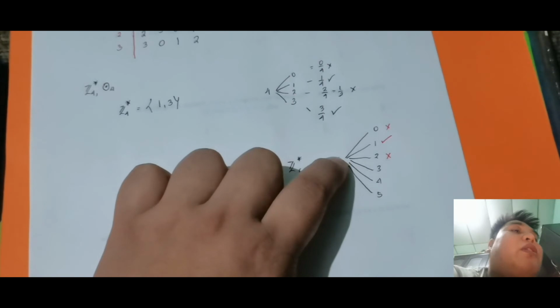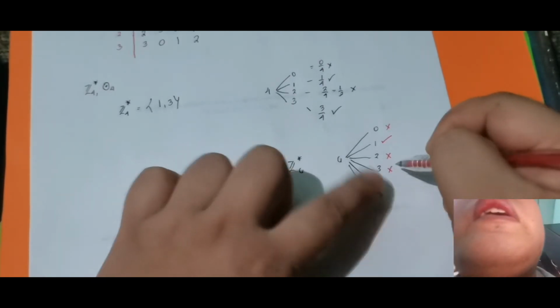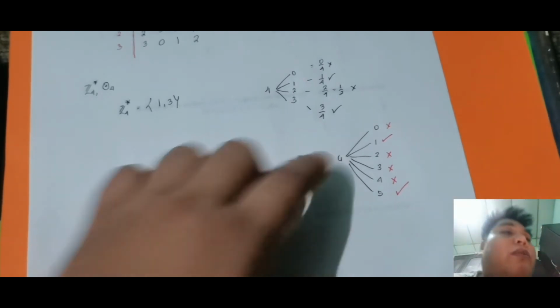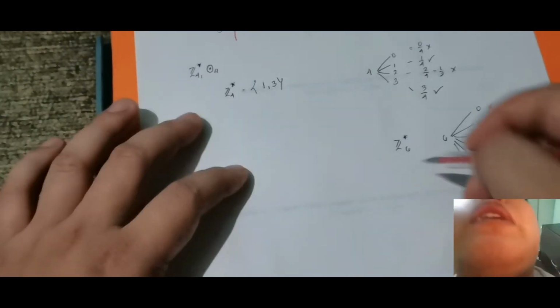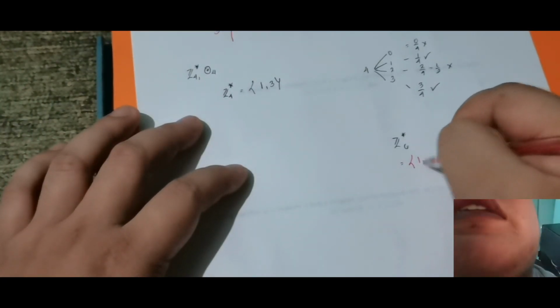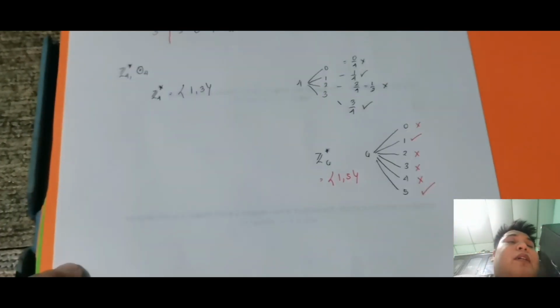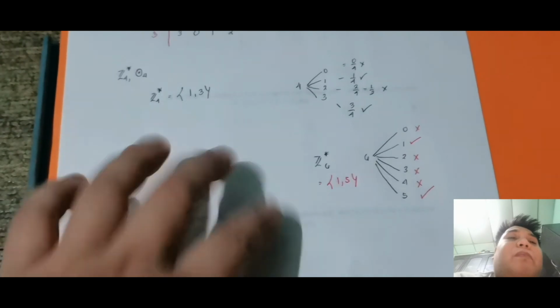3 over 6 may lowest term pa rin, so hindi pa rin pwede. Si 4 over 6 may lowest term pa rin. Si 5 over 6 pwede kasi wala nang lowest term. So meaning, ano lang laman nito? Ang laman lang nito is just 1 and 5. Ganun kasimple kunin yung laman pag may asterisk.